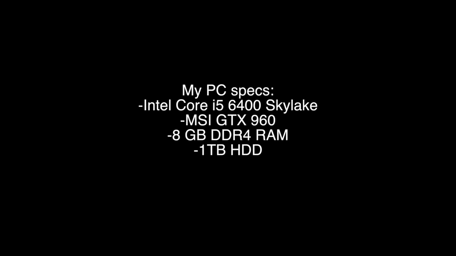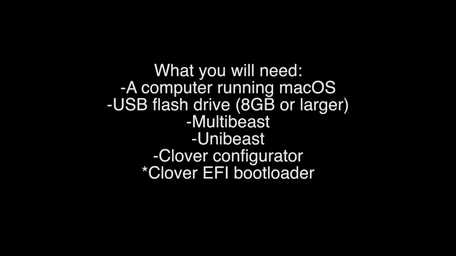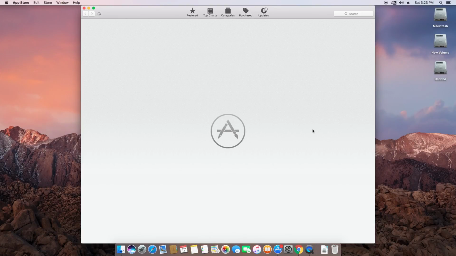So this time I'm gonna show you how to install Mac OS X Sierra on your Skylake based PC. So what you will need is a computer running Mac OS. It can be an original Apple computer or a Hackintosh, a USB flash drive 8 GB or larger, MultiBeast, Unibeast and Clover Configurator.